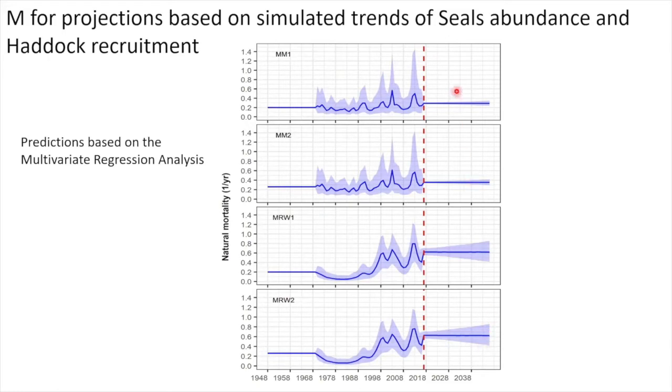Here you can notice that the simulated M trends for projection were similar in MM1 and MM2 and were lower in comparison with the values that I used in MRW1 and MRW2.